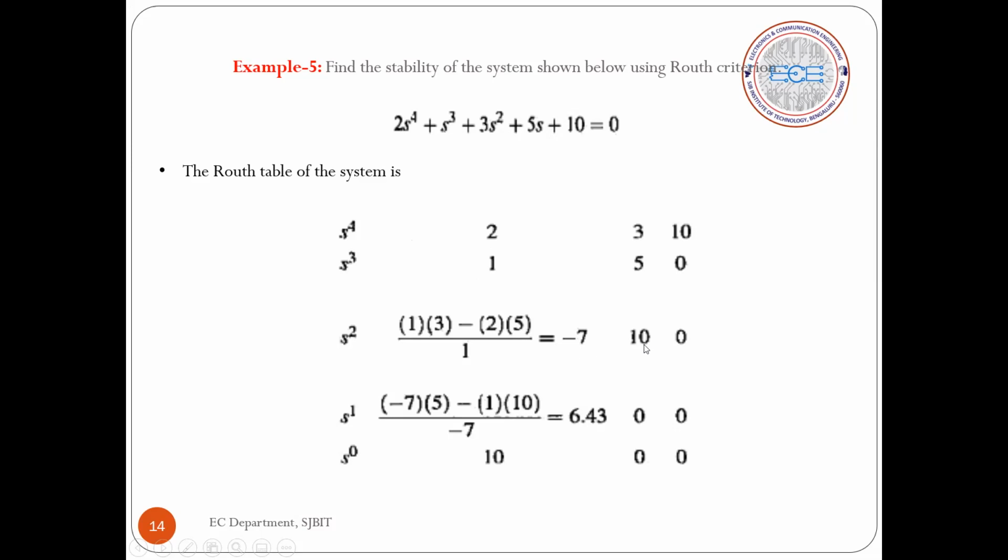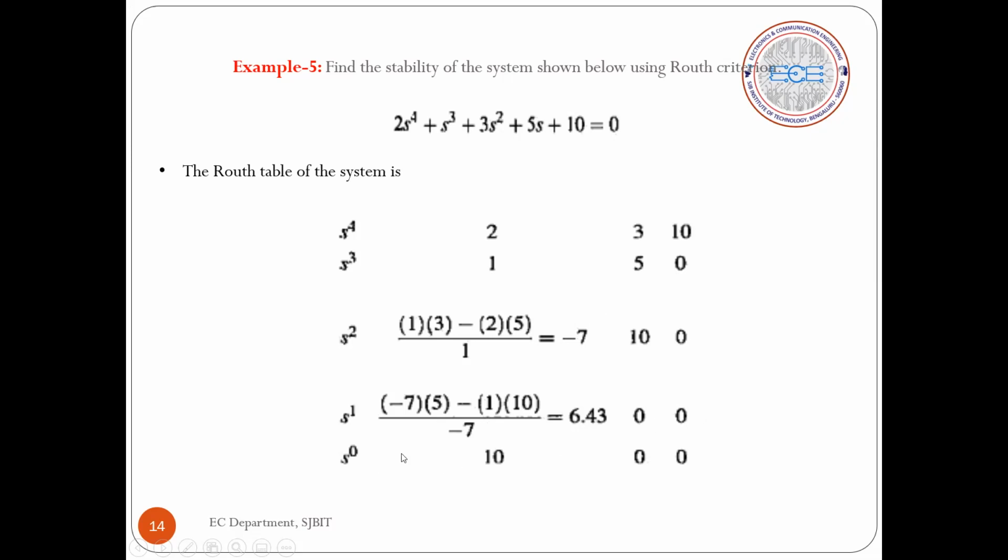And how to compute this? How did I get this 10? It is 1 into 10 minus 2 into 0, divided by 1, that I got as 10. What is s power 1? According to the formula, it is minus 7 into 5 minus 1 into 10, divided by minus 7, which is equal to plus 6.43. And the other two elements are 0.